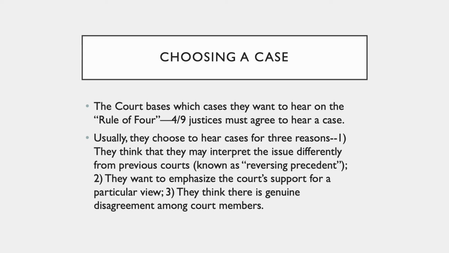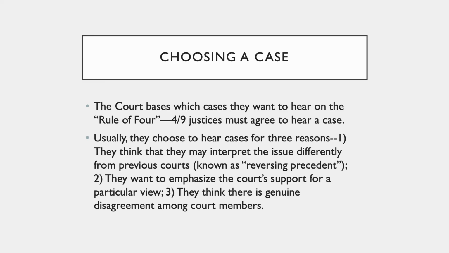So usually they choose to hear cases for 3 different reasons. Reason number 1 is they think that they may interpret the issue differently than previous courts did. Reversing precedent. This is the court in 1954 saying in Brown that they think they're going to overturn Plessy. So they want to hear this case because Plessy is on the block, right? Or, Gideon v. Wainwright in 1963. Or Dobbs in 2022. These all apply here.